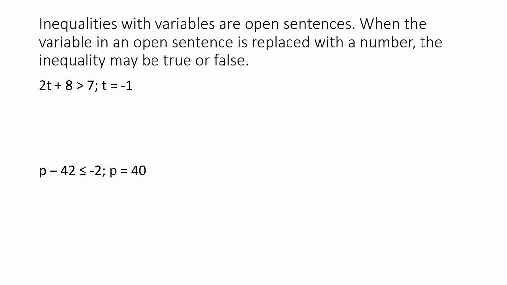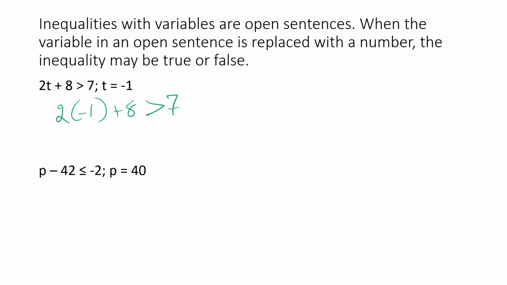So here we are given an inequality, 2t plus 8 is greater than 7. So we're just going to plug in. They tell us what t could be, -1. So if t is -1, is our inequality 2t plus 8 is greater than 7 correct? Is that a true statement or a false statement? So let's just plug it in. So 2 times -1 plus 8 greater than 7.